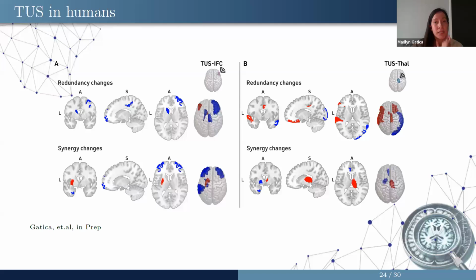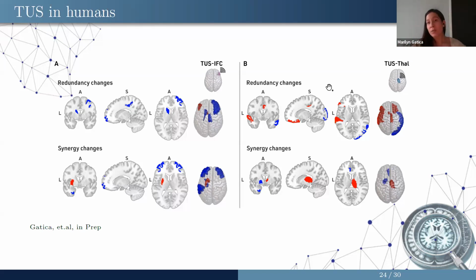And in this case, I just didn't mention this part, but we have two different experiments. We have one experiment stimulating the inferior frontal cortex, and in the other one, we are stimulating the thalamus. So the question here is the same. We would like to analyze how the different networks are changing when you are doing the stimulation in one brain area. And in the case of the stimulation in the inferior frontal cortex, we are observing changes in the redundancy or the synergy, increase or decrease in color red or blue.